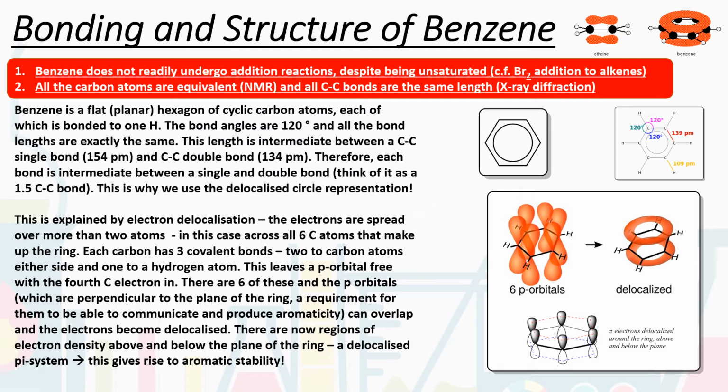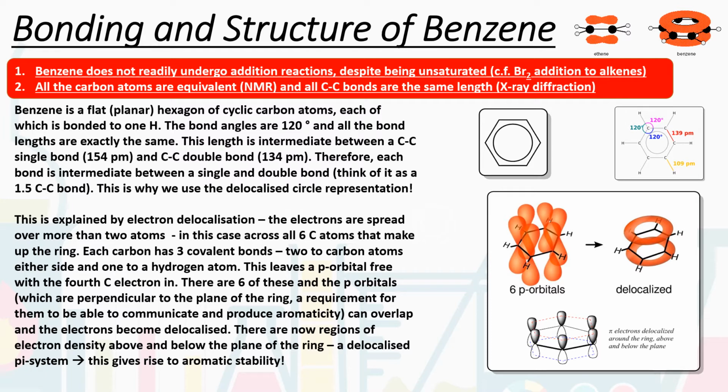So looking into the bonding and structure of benzene, we said that benzene doesn't really undergo addition reactions, despite it being an unsaturated molecule. So it's not like having bromine addition to alkenes, an electrophilic addition reaction. It rarely undergoes that. And as we saw from the X-ray diffraction image, all of the carbon bond lengths are exactly the same length. And also, if we take an NMR of benzene, all of the hydrogen atoms are in exactly the same environment. They're all equivalent. And if we do a carbon NMR, all of the carbons are in exactly the same environment.